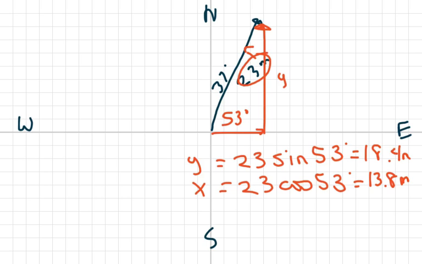Okay, the next vector we're going to be doing is describing vectors from x and y components. So they're going to give you the x and y, and we're going to have to find the magnitude and the direction.